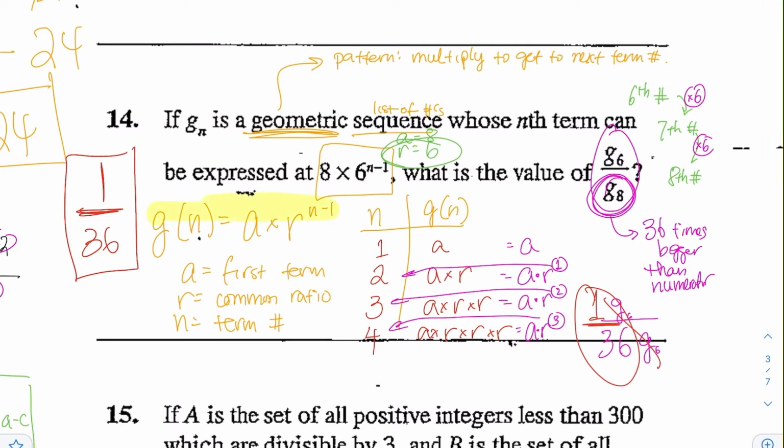So this is something that you'll want to memorize. The nth term of a geometric sequence is a times r raised to the n minus 1. And a is the first term, r is the common ratio, and n is the term number.